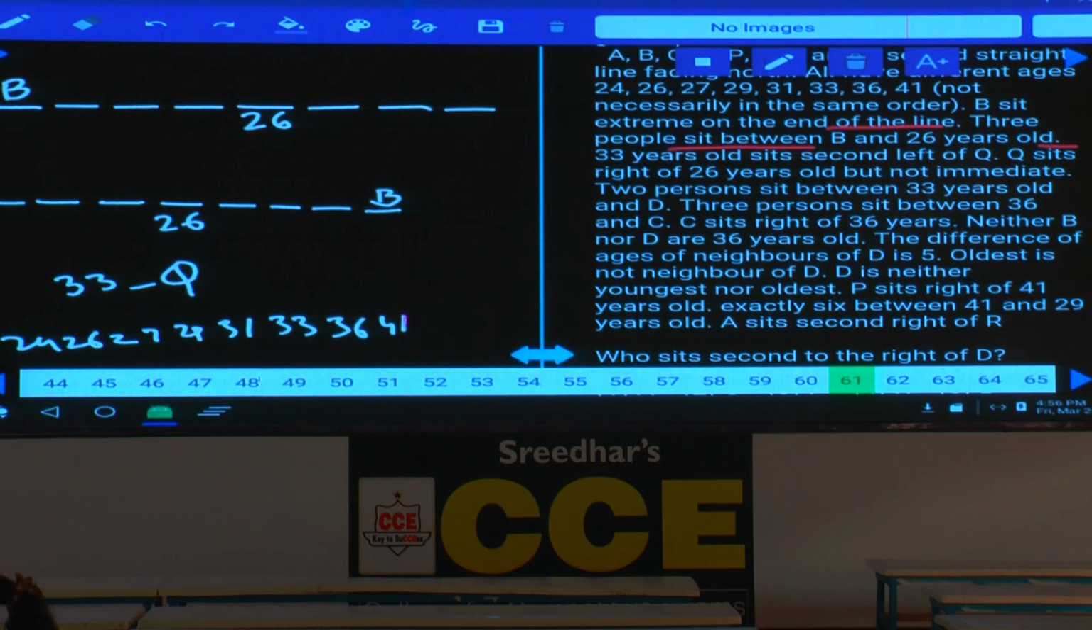Hence, what are the different possibilities? Can Q be at this place? Tell me, can Q be here or not? Why? If Q is here, then 26 and 33 must be in the same place, which is not possible. Hence, Q cannot be here. Then what is the only possibility? Q must be here. If Q is here, then 33-year-old must be here. Done with this? Then, next one.